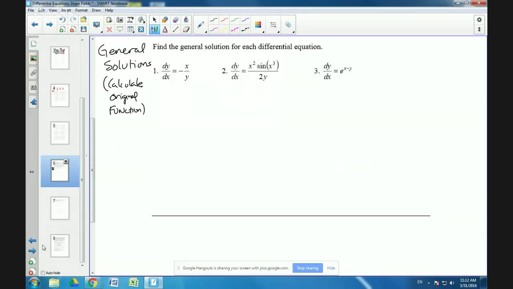The first step, though, is to separate the variables. There are instances where they're not separable. You have to put all of the y's over here and all of the x's over here. Yeah, separate the variables. That's the first step.